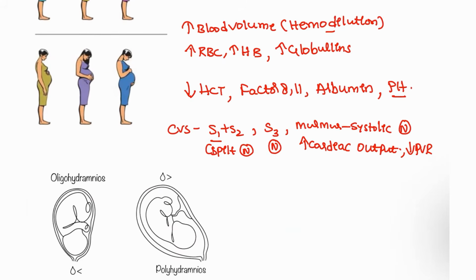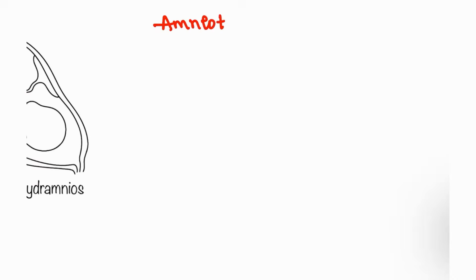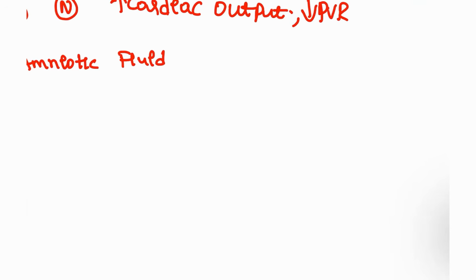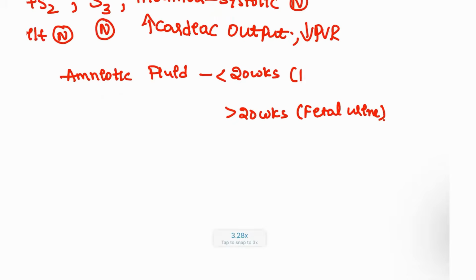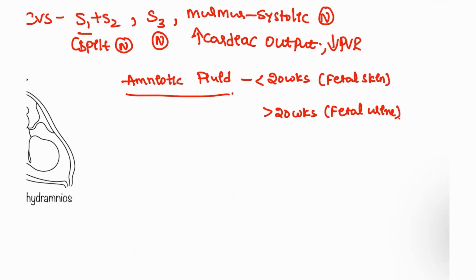Okay, next, moving on to the amniotic fluid. The main source of the amniotic fluid will be from the fetus only. For example, in the first 20 weeks, it is from the fetal skin. Once the urogenital system is developed after 20 weeks, it is wholly from the fetal urine only. So this is how amniotic fluid is maintained in the pregnancy.